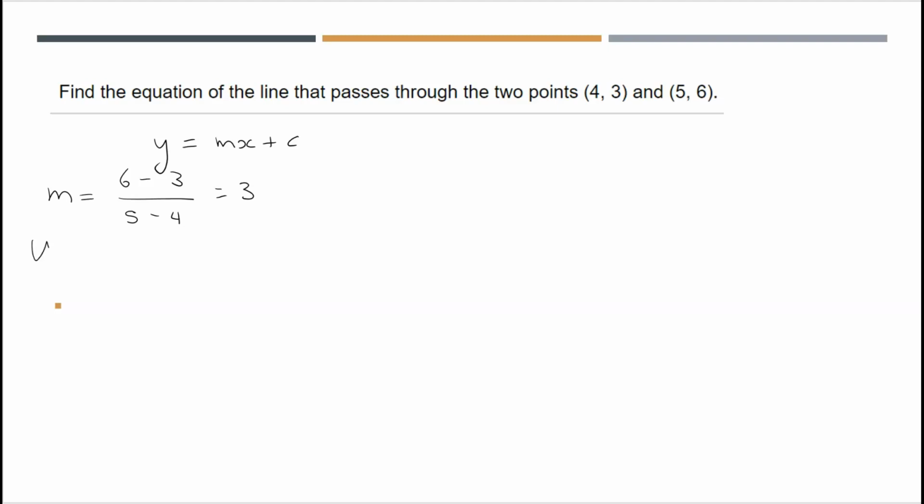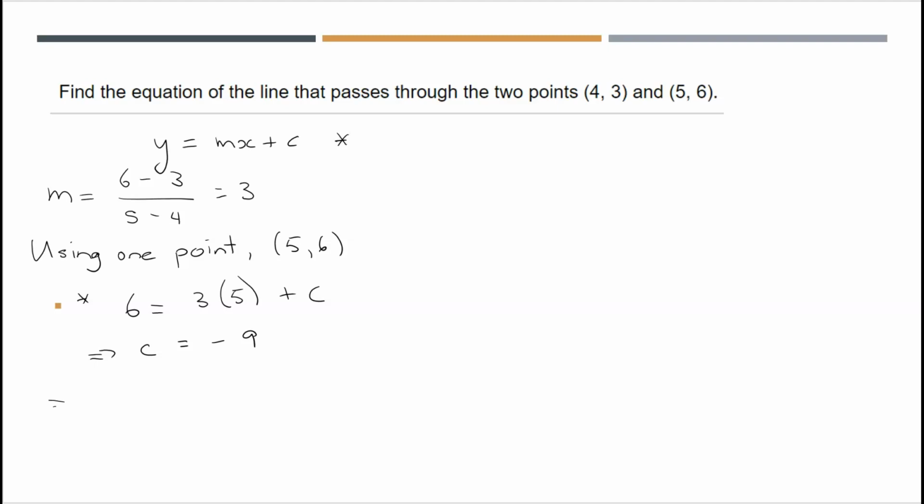And then using 1 point, I'm going to use 5, 6. Then I can put in 6 as y, so I'm going to put it into here. So that says that 6 equals 3 times 5 plus c. Now I can rearrange that to find that c is equal to -9. So my equation is now y equals 3x minus 9.